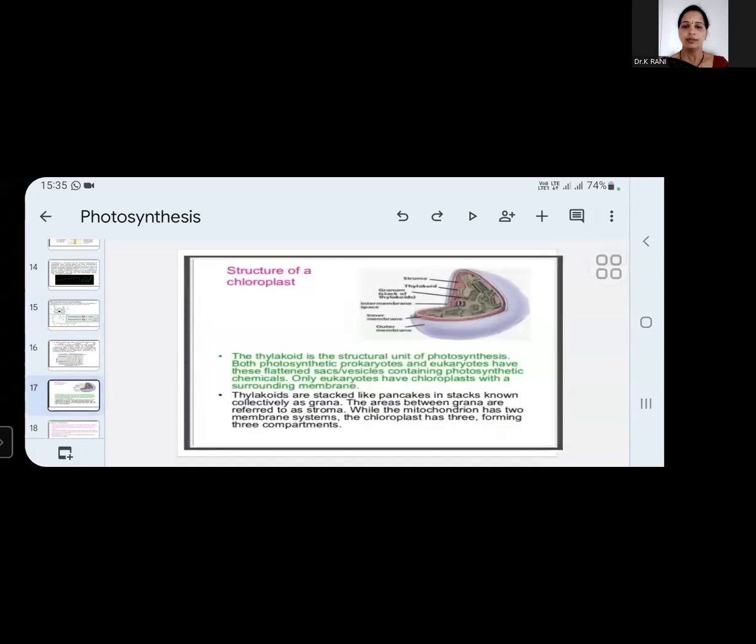So this is the structure of the chloroplast. The thylakoid is the structural unit of photosynthesis. Both photosynthetic prokaryotes and eukaryotes have these flattened sacs or vesicles containing the photosynthetic chemicals. Only eukaryotes have chloroplasts with a surrounding membrane. Thylakoids are stacked like pancakes, known collectively as grana. The areas between grana are referred to as stroma. While the mitochondrion has two membrane systems, the chloroplast has three compartments.